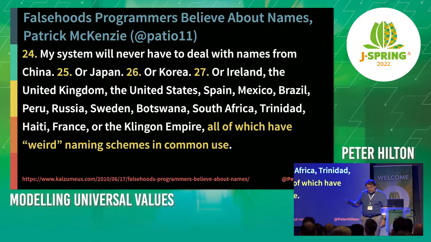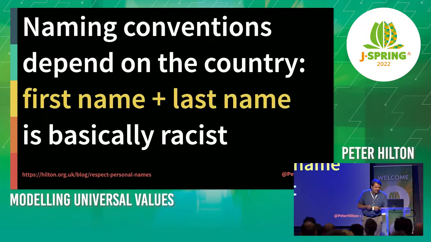Elsewhere, it could be even worse. The problem is, this is not just a bug. It's worse. It's morally bad. It's non-inclusive. You're not allowing people to use their names in a natural way. We have a special name for this special sort of non-inclusivity. We call it being racist. And first name plus last name is not where you want to be with your software.